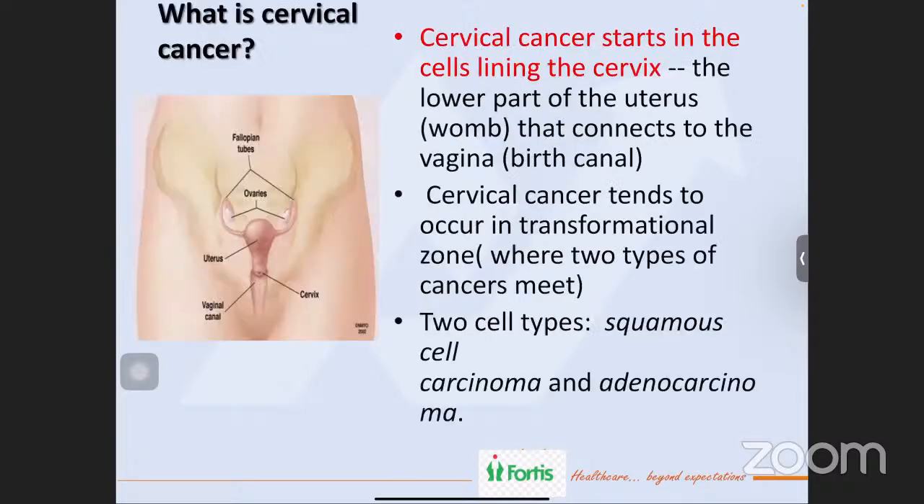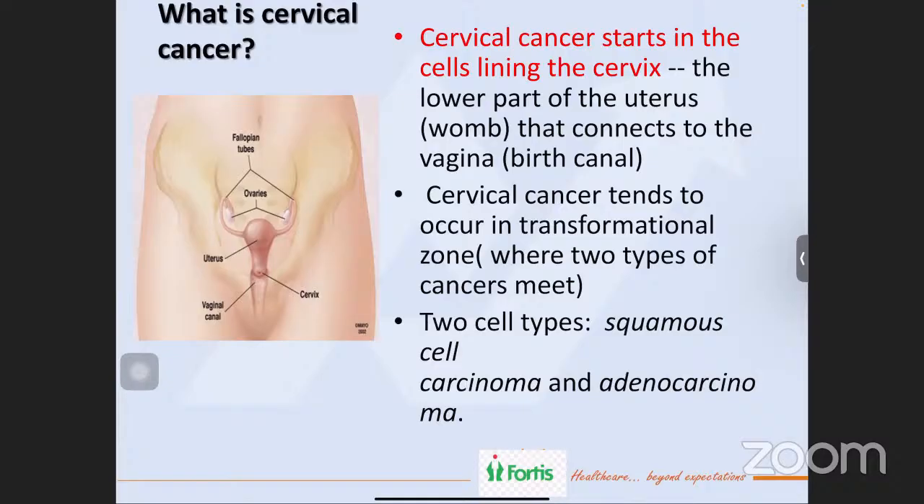So talking about the second most common cancer in females, that is cervical cancer. And yes, for this cancer also there is a screening test that we will discuss later in this part. So what is cervical cancer? The mouth of the uterus or womb is known as the cervical region. And if the cancer arises from that region, that is known as cervical cancer.